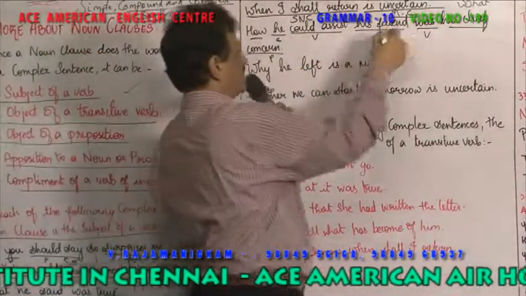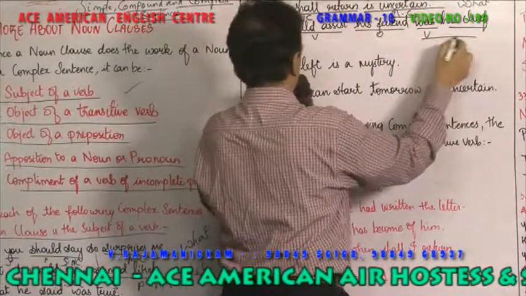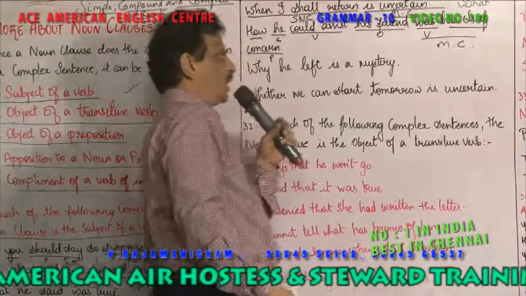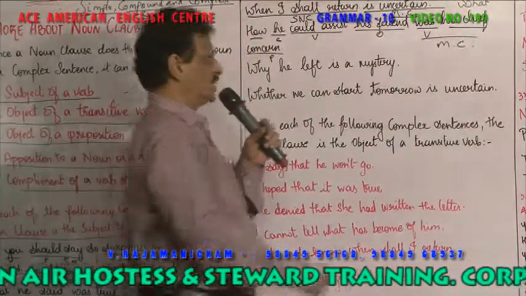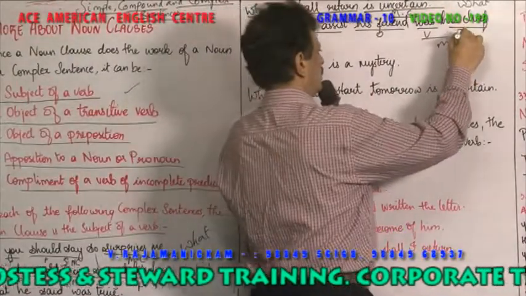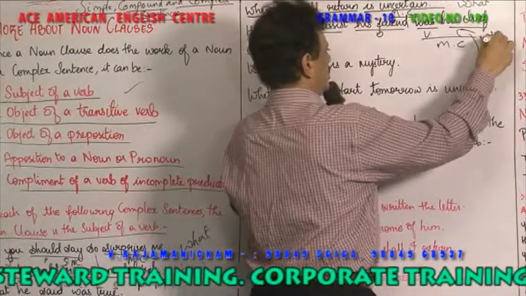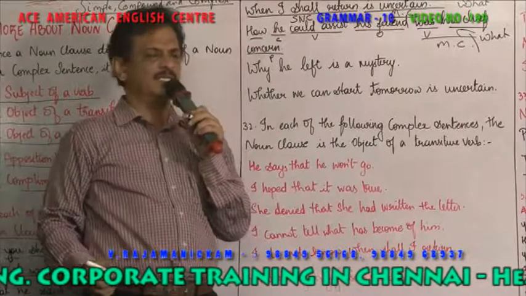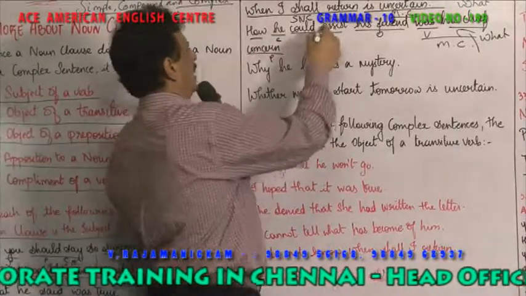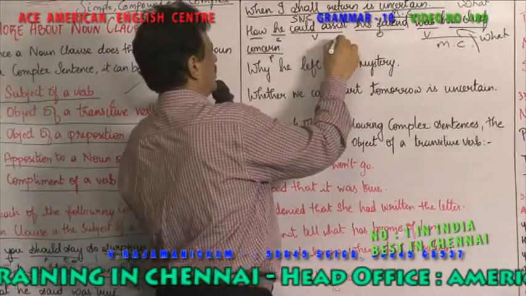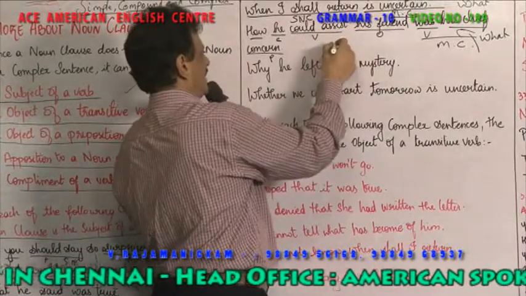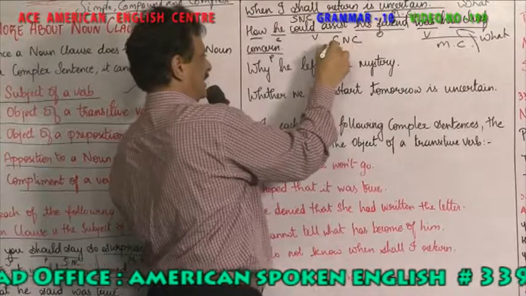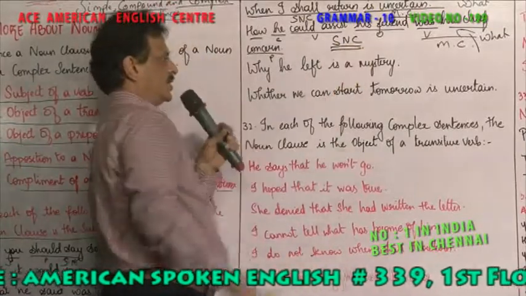Was his chief concern is the main clause. You ask the main clause: what was his chief concern? You ask a question. What was his chief concern? The answer you get is how he could assist his friend. How he could assist his friend becomes a what? It is a noun clause. When you ask a question with what and you get an answer, it is called a noun clause. Since it comes as a subject, it is called a subject noun clause.